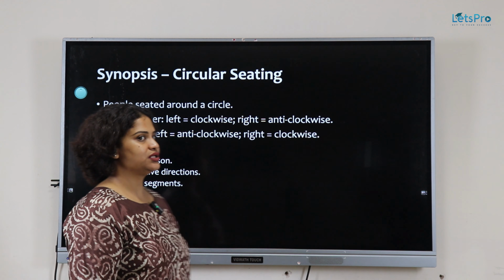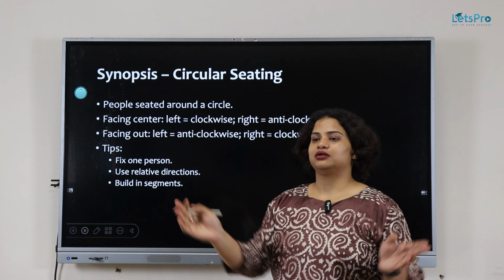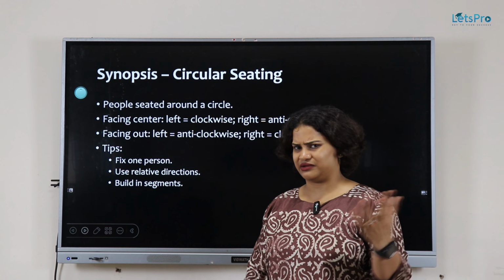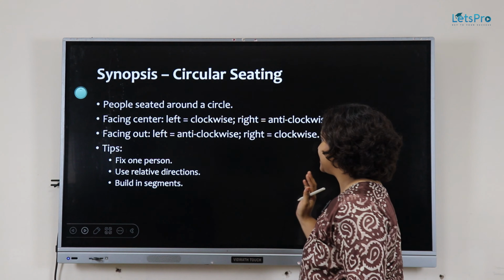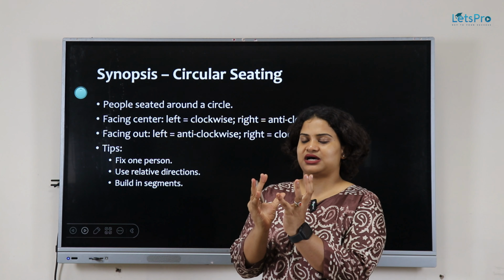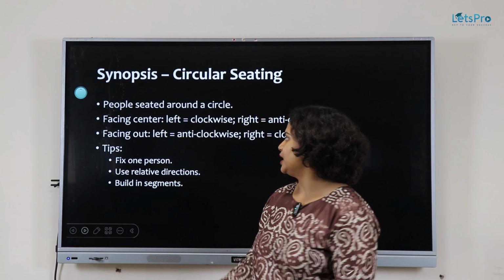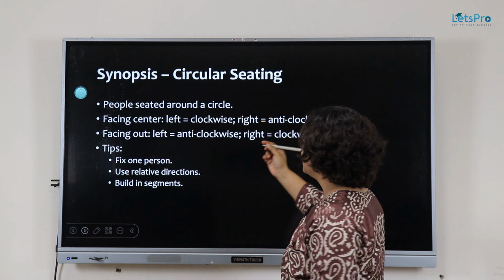Now let's quickly get into the synopsis of circular seating, right? Circular seating meaning they're sitting at a round table conference or whatever that is, right? People seated around a circle. So what is exactly happening here? Now they're all facing the center. That means this is how it looks. It looks like a flower. Right? So clockwise, left is clockwise.